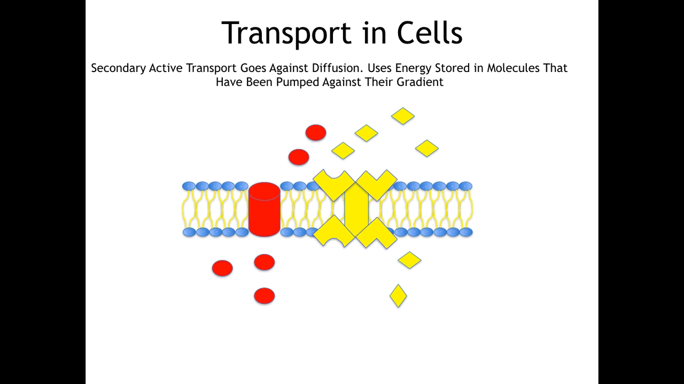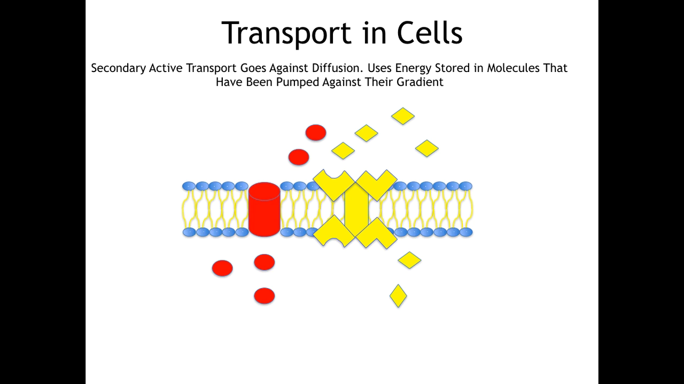The difference between primary active transport and secondary active transport: they're both active, so they both move against the concentration gradient, or they both use energy. But primary active transport uses energy in the form of ATP directly. Secondary active transport is going to use ATP in the form of a stored concentration gradient.